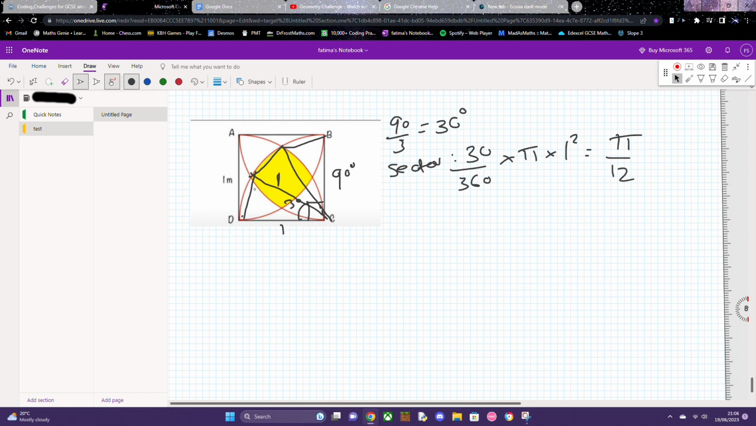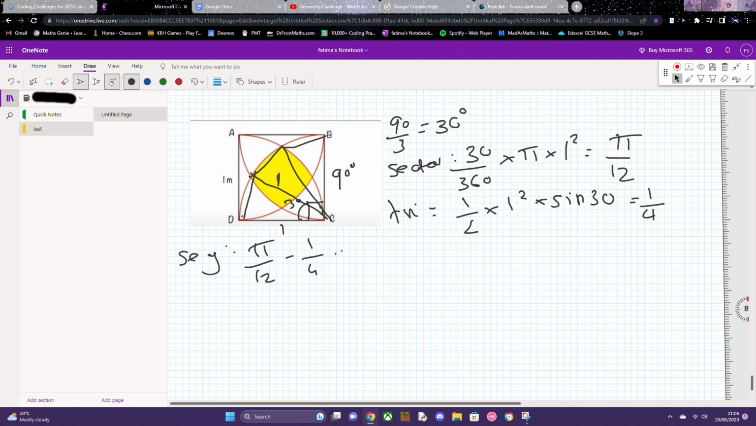And now to find out the area of the segment, we have to take it away from the area of this triangle over here. So I call that half times 1 squared times sine 30, which gives us a quarter. So for the segment, we're going to do pi over 12 minus a quarter, which gives us pi minus 3 over 12.